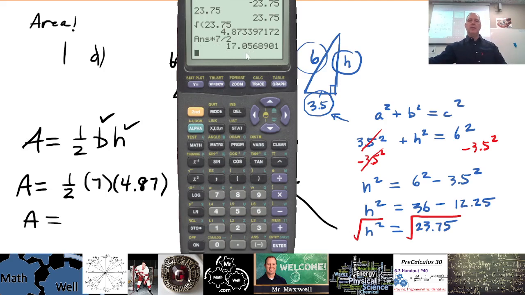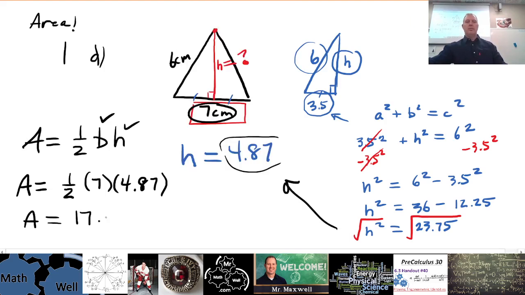So 17.06, really. I'll round that to 2 decimal places. 17.06. All right. Okay, and then of course the units, centimeters squared.